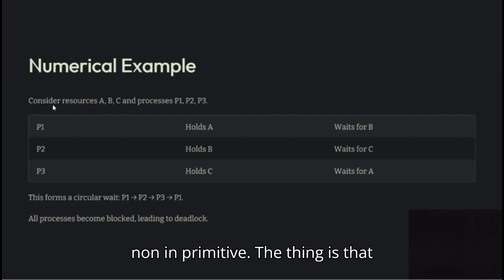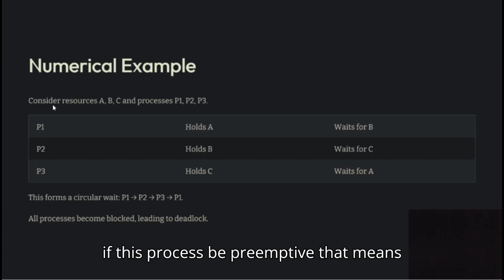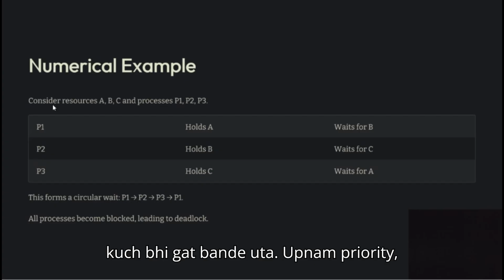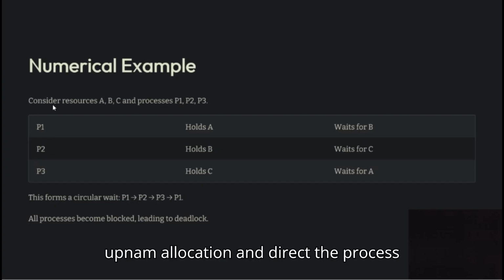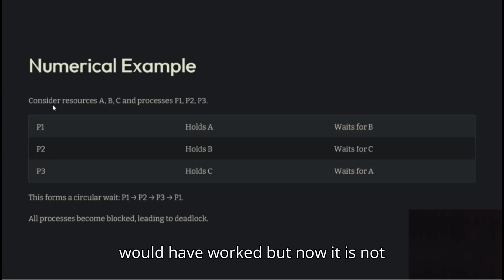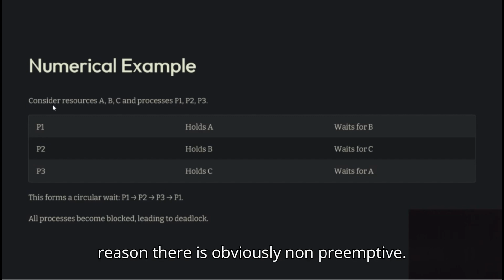Third, non-preemptive. The thing is that if this process were preemptive, that means nothing would go wrong, each would have its own priority, its own allocation, and the process would have worked directly. But now it is not working. The reason is that there is no setting of priority. Every process is treated equally to each other, and that is the reason it is obviously non-preemptive.